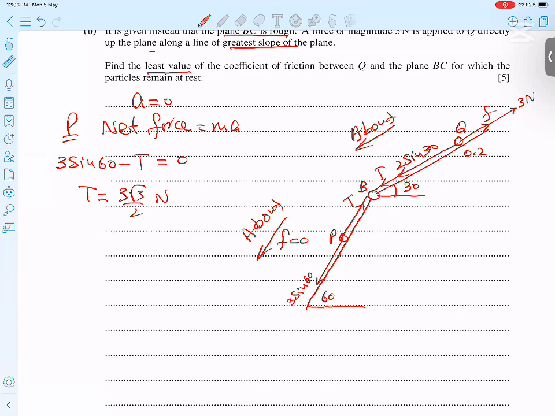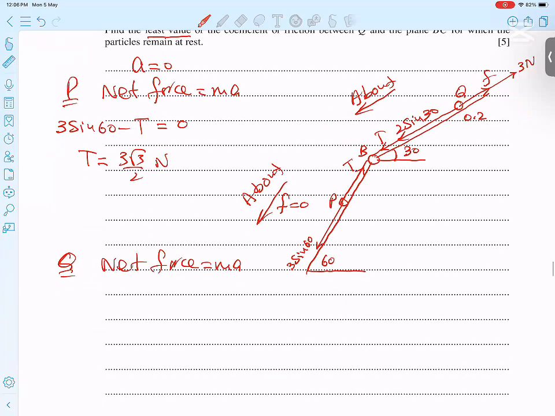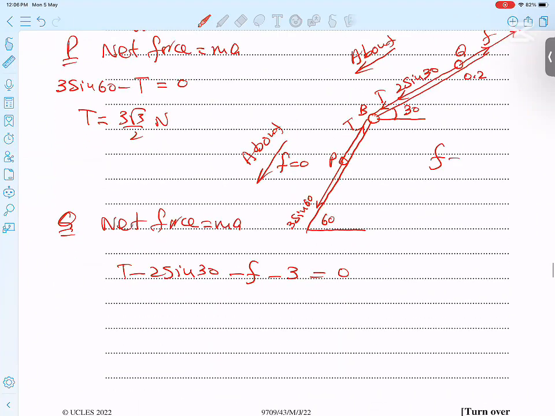Let's talk about the Q particle. For the Q particle, same formula, net force is equal to ma. Let's discuss how many components we have. One, two, three, four. So about to move downwards, so I'll start from here. So I can say tension minus 2 sine 30 minus friction minus 3 is equal to 0. Now, what is the friction force? All of you are familiar, mu R. And what is the R?